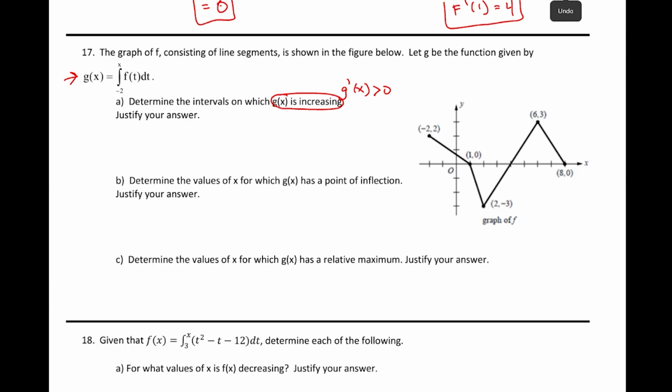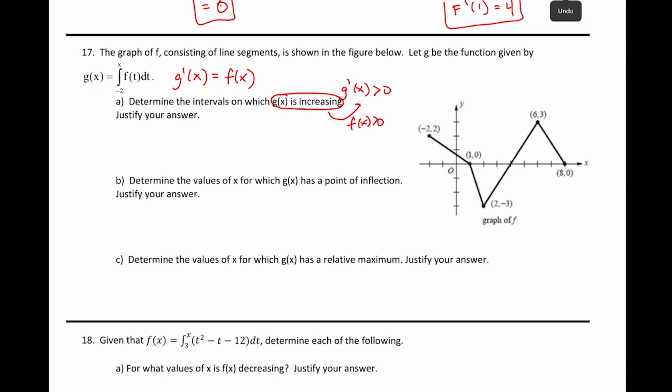So first, let's establish what g prime even is. If g is the integral from -2 to x of f(t) dt, then g prime will be the derivative of that integral function. So substituting x into t just gives me f of x. So g prime is f of x. And so we want to know, when is g of x increasing? Well, g of x is increasing when g prime is positive. And if g prime is f of x, we want to know, when is f of x positive?